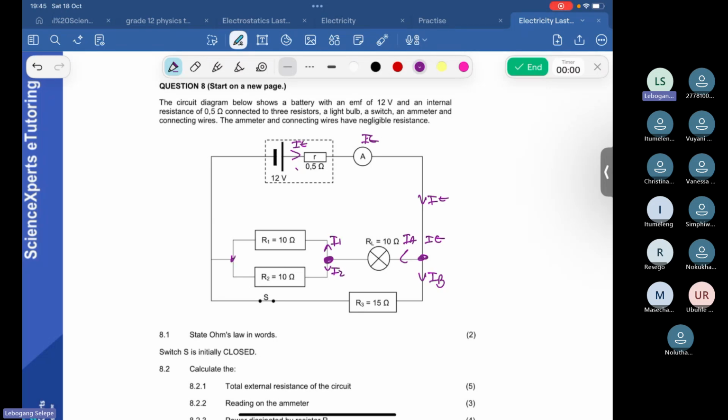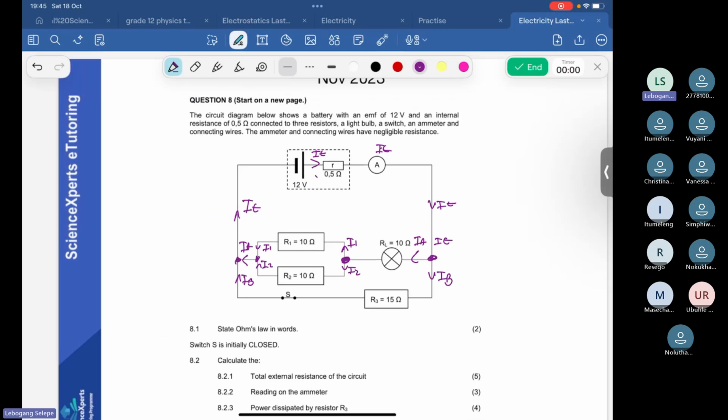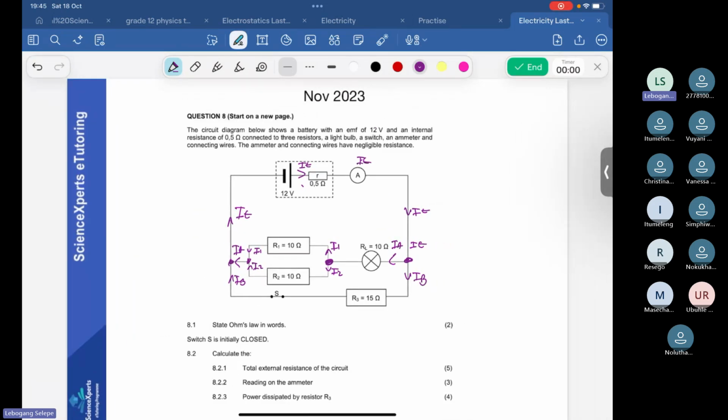Then I1 and I2 would combine again here to give us IA again. Then remember IB would flow down there, IB, when it gets here, it combines with IA to give us I total again, which goes back to the battery. And when you're done with this, you are done with the question. You'll be able to answer everything here. So just attempt it on your own, guys.